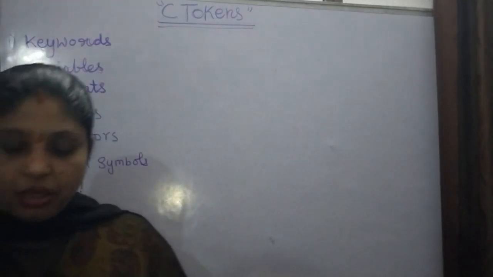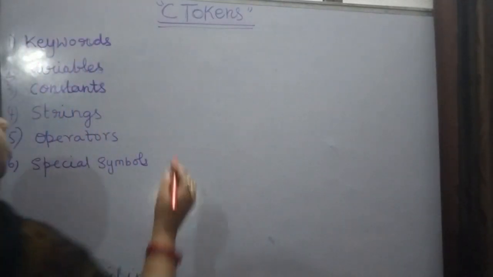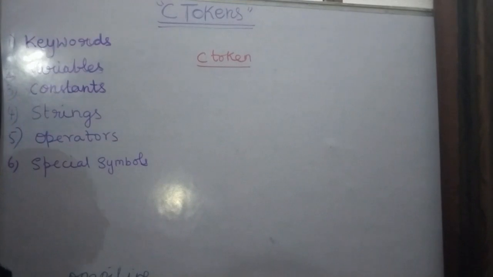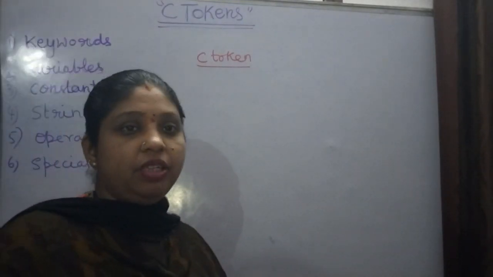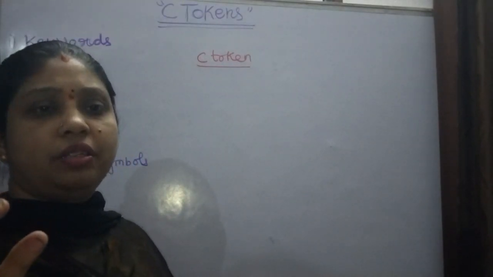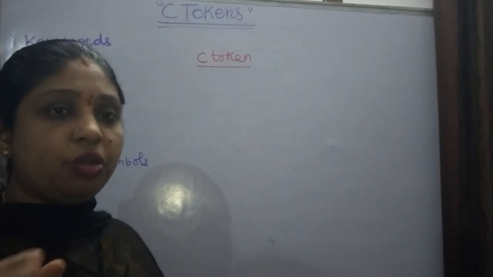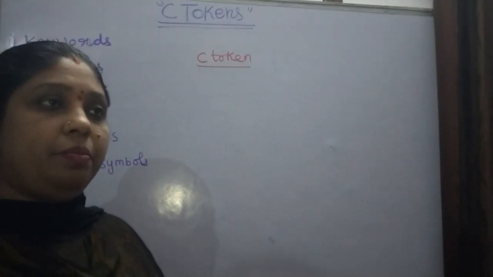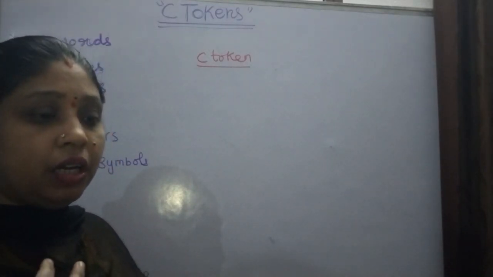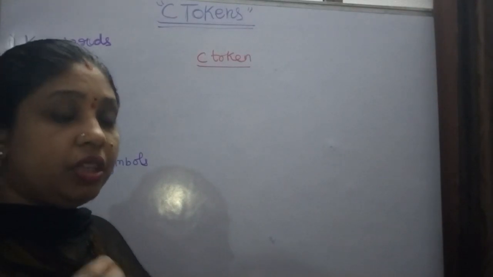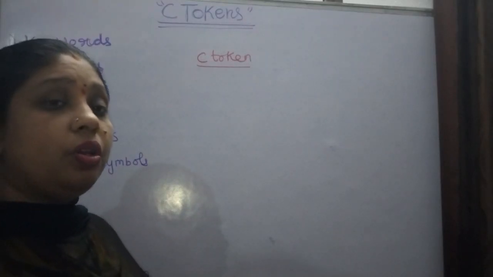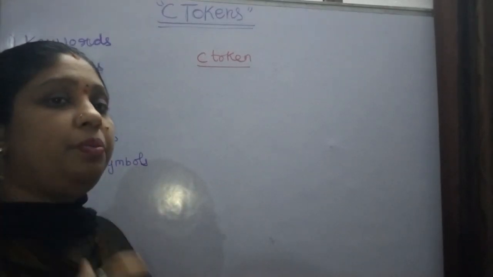Okay, now C tokens. Actually, what are C tokens? C is nothing but C language. In C language there are tokens. A token is nothing but the smallest individual unit of the C program. That means when you are writing a program, you will be using many built-in functions. These tokens are already built into the C software, so those tokens you will use in the program.